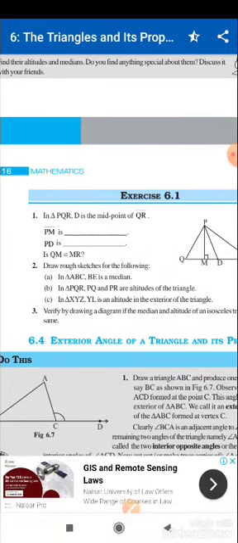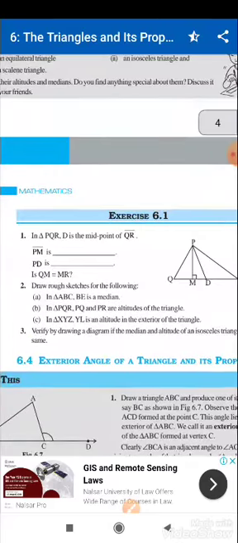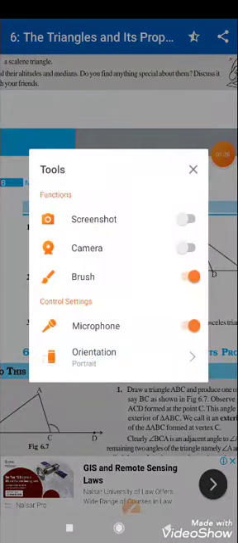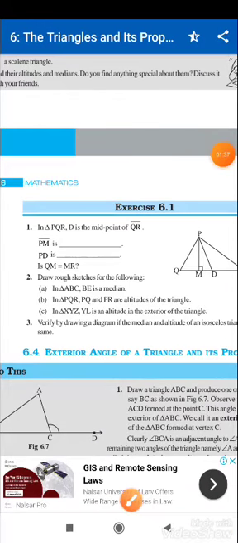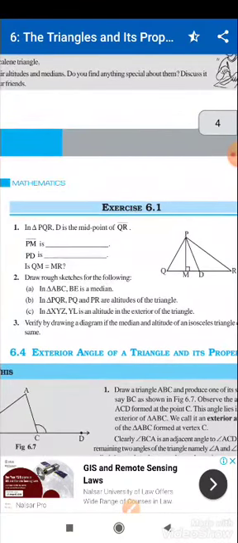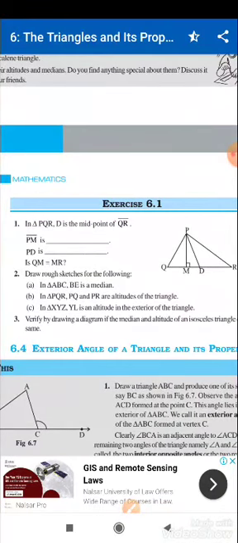Now the second question is, PD is dash. It is given in the question that D is the midpoint. So we have QD is equal to DR. And if QD is equal to DR, it means PD is the median of triangle PQR.